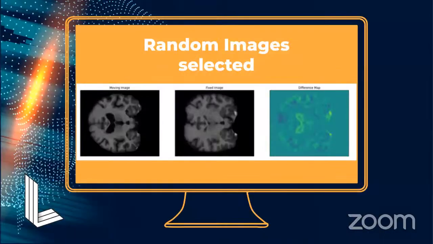Next slide, please. So these are the randomly selected images that we used in the code. One is a moving image and the other is a fixed image. And there's also a difference map of the difference between the moving and fixed images. Next slide.